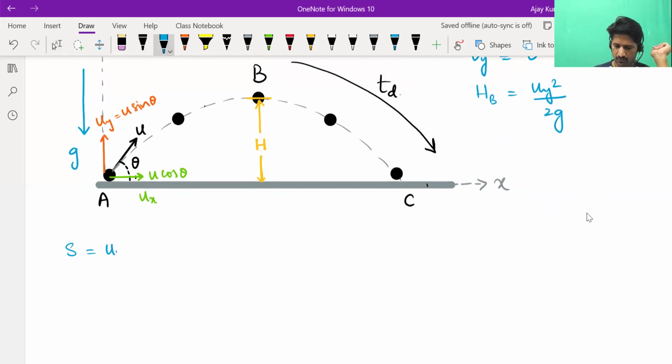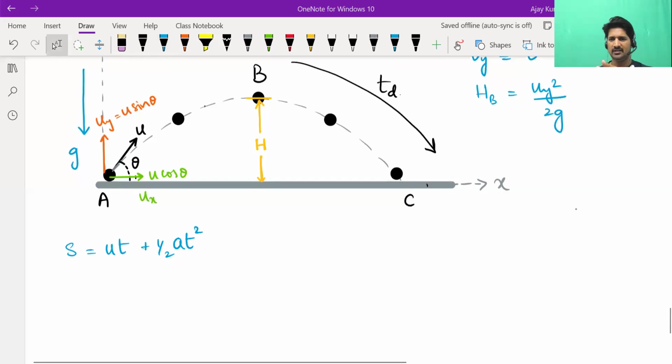S is equal to UT, okay, U into T, sorry, plus half a T square. Our aim is to calculate time, that's fine. For the journey from B to C, do you know the initial velocity? Do you know velocity at B or not? Quickly tell yes or no. Yes, sir. We know the velocity at B. So for descent, we know the initial velocity.